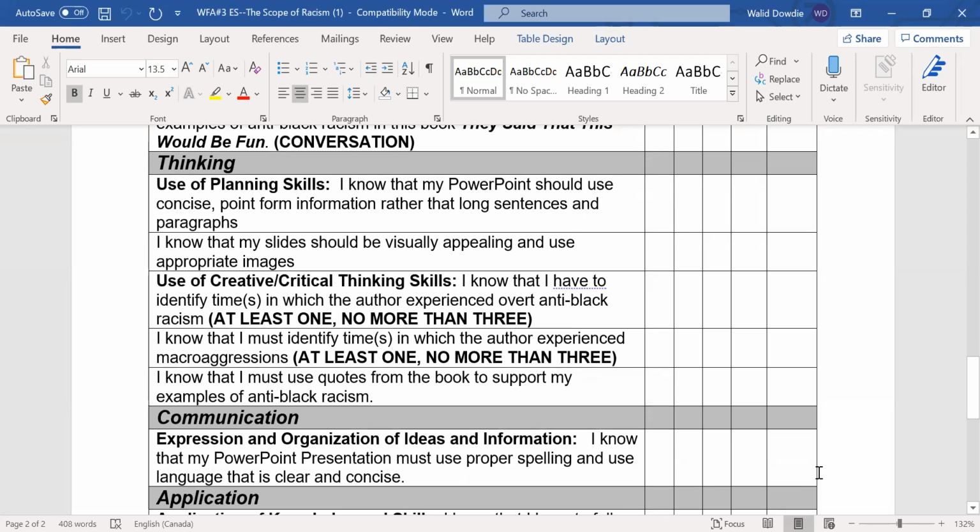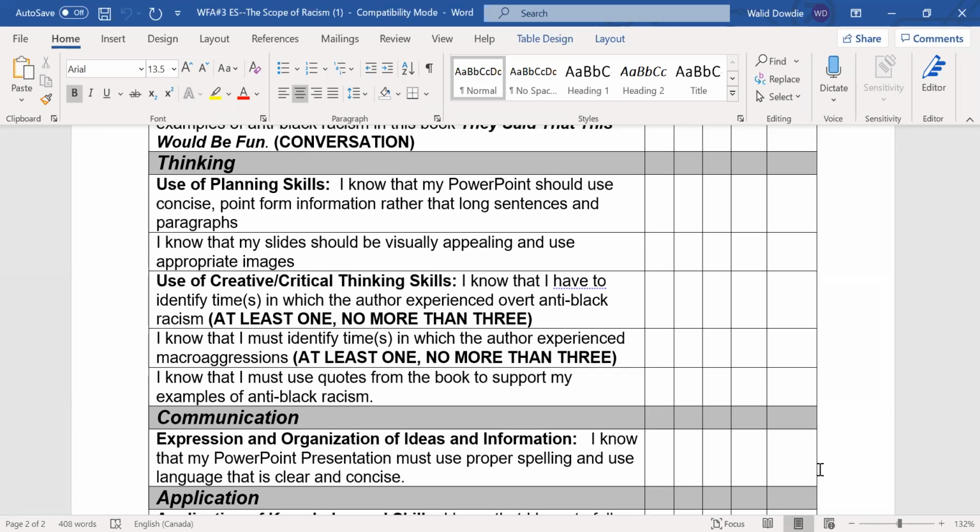I know that I must use quotes from the book to support my examples of anti-Black racism. Again, that means being able to go back to the book and point to a certain part where Eternity is discussing her experience with anti-Black racism, or statements she's made about anti-Black racism, or information she brings up in her book.